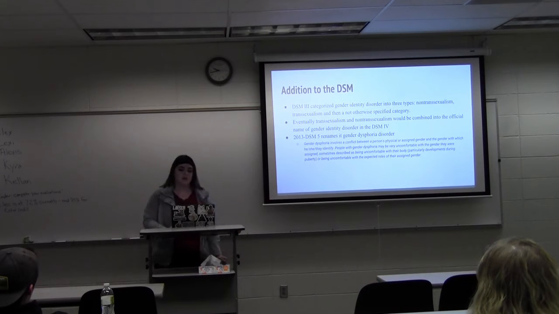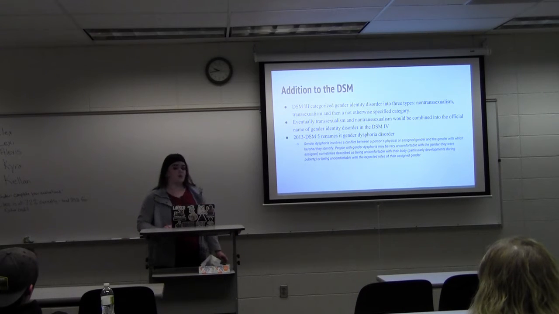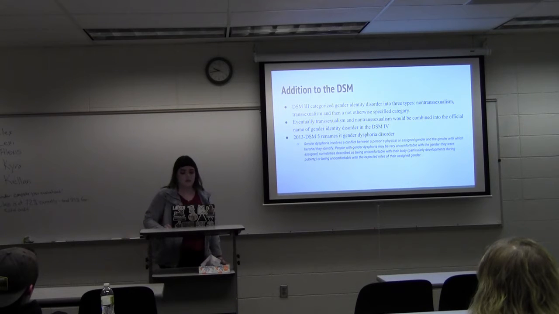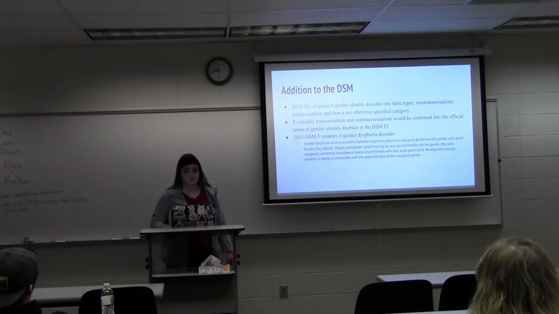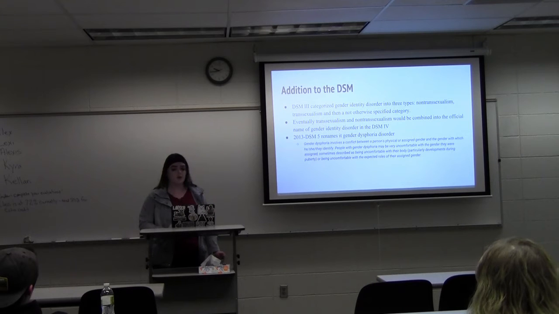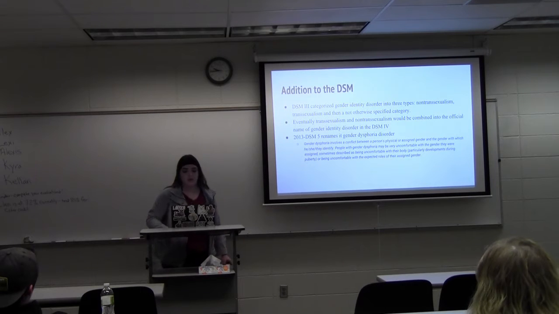So, since being added into the DSM, gender identity disorder has gone through 3 different versions of the DSM. In the DSM-3, it is categorized into 3 different types: non-transsexualism, transsexualism, where you might physically change your anatomy, and then a not otherwise specified category, to leave a sort of gray area for anyone else to fit into. Eventually, transsexualism and non-transsexualism would be combined into the official name of gender identity disorder in the DSM-4. And then in 2013, we have the DSM-5, where it is renamed gender dysphoria disorder, where it remains today.